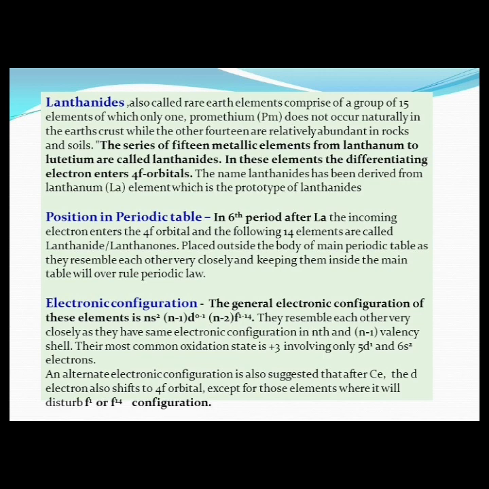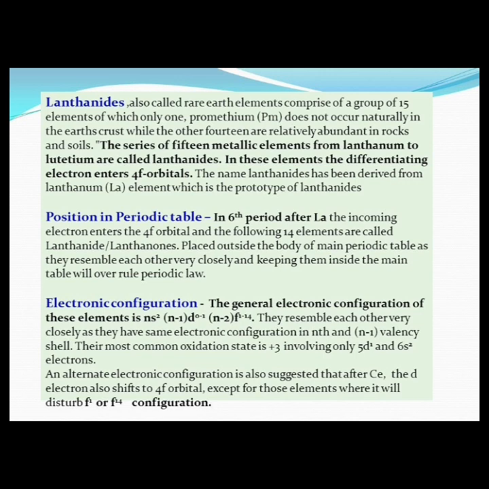The series of 15 metallic elements from lanthanum to lutetium are called lanthanides. In these elements, the differentiating electron enters the 4f orbitals. Position in the periodic table: in the sixth period after lanthanum, the incoming electrons enter the 4f orbital, and the following 14 elements are called lanthanides or lanthanones. They are placed outside the body of the main periodic table, as they resemble each other very closely, and keeping them inside the main table would overrule the periodic law.